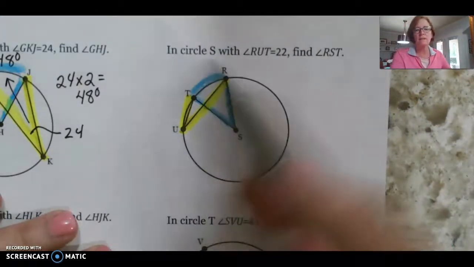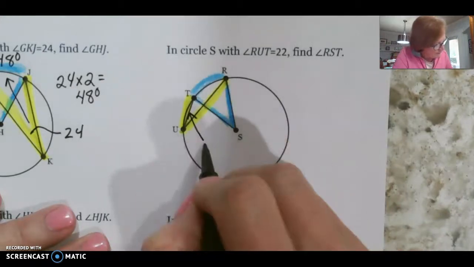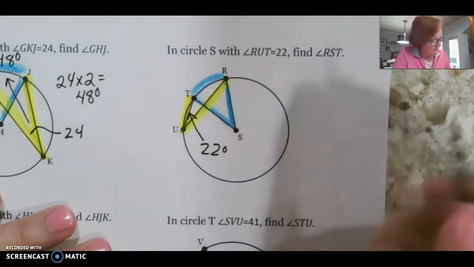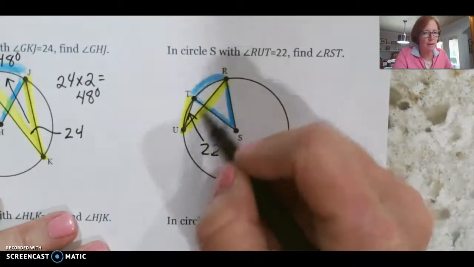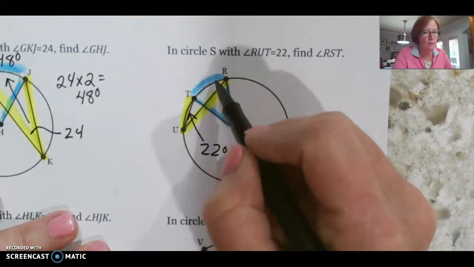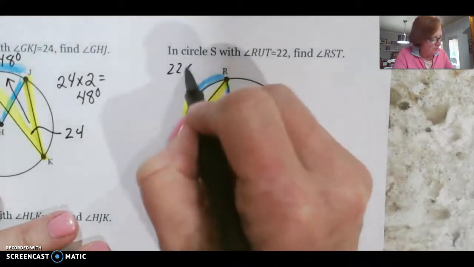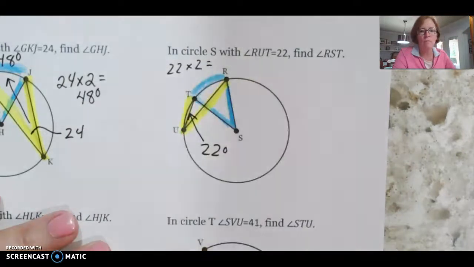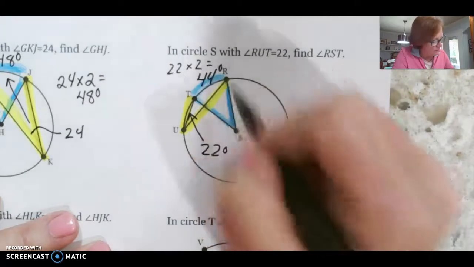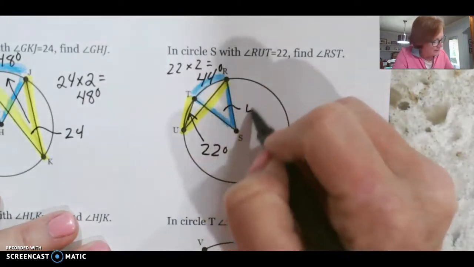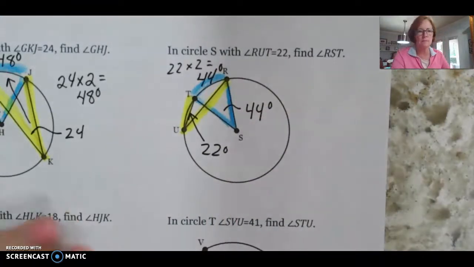Okay, the number that they've given us right here is 22 degrees. I have the little and I'm going towards the big. I have the yellow and I'm going towards the big blue. So I'm going to take 22 and multiply by 2. We can now say that this arc is 44 degrees and the central angle, that's the same color blue, is also 44 degrees.